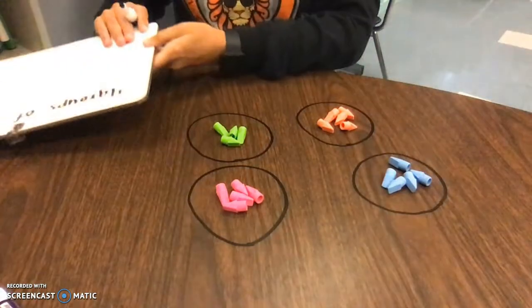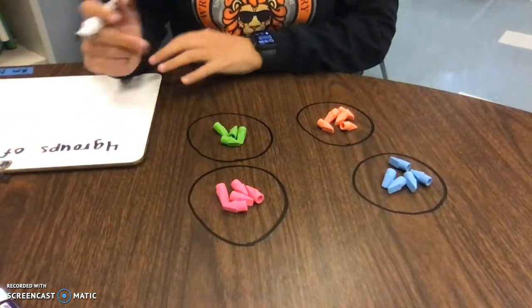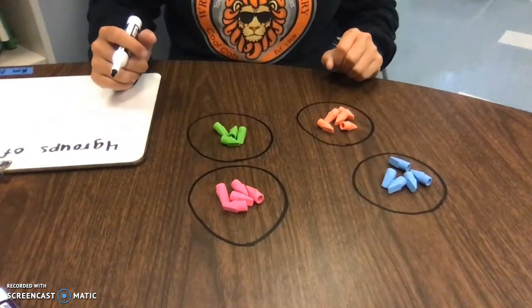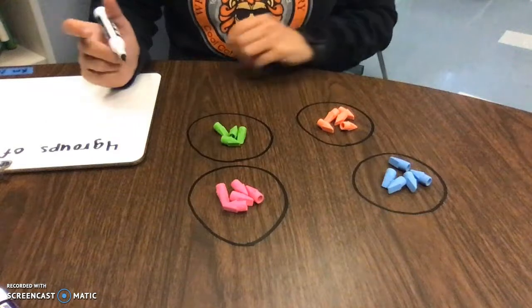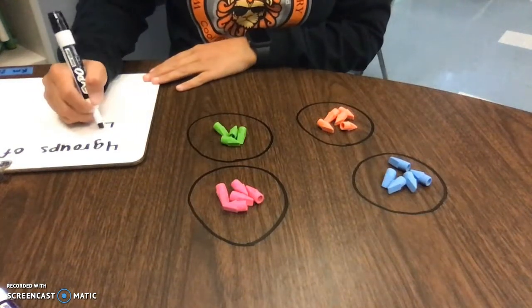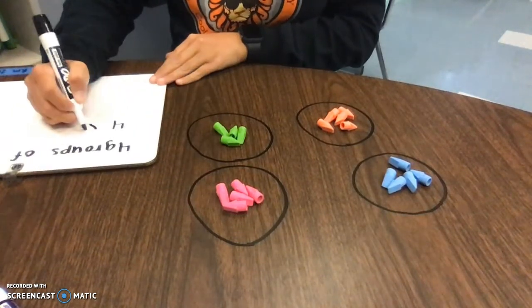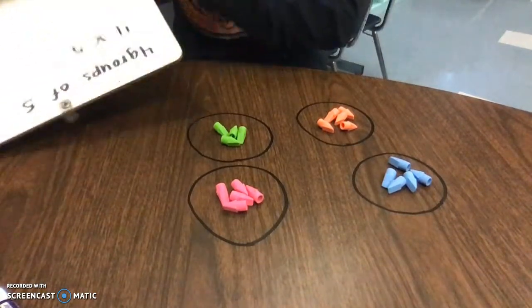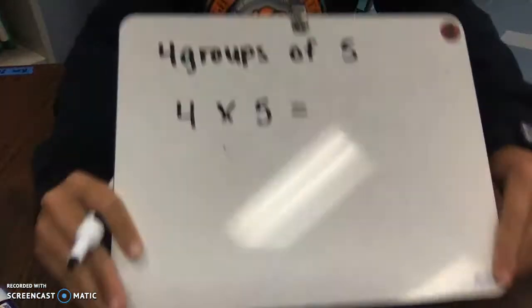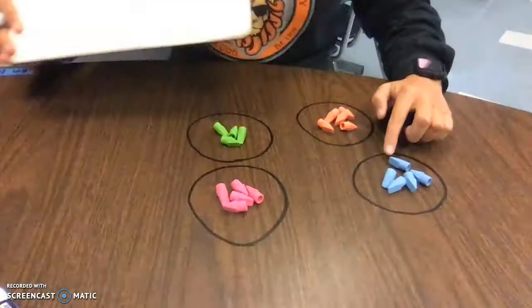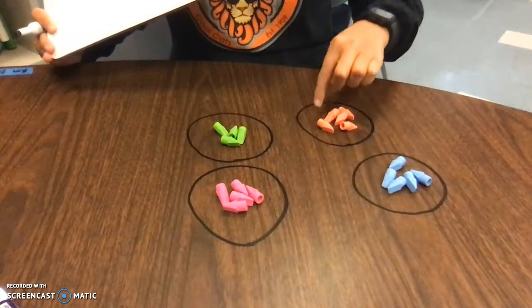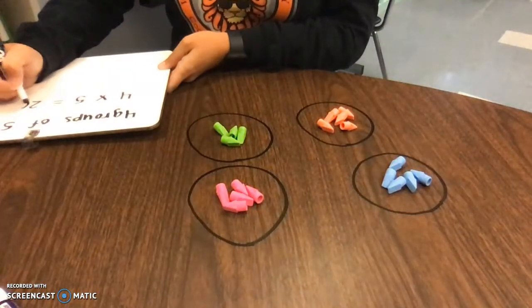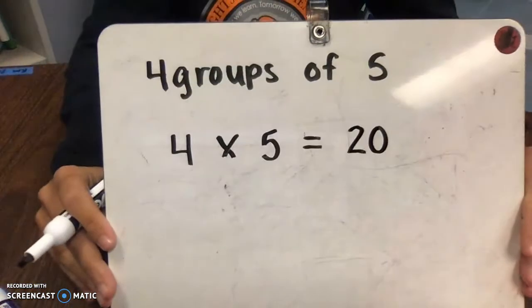We are looking for how many in all, how many total erasers are there. So we are going to put all these together and figure out how many we have. So we have 4 groups of 5, and what does that equal? Well, let's count by 5s. 5, 10, 15, 20. So I didn't have to count each one. I know I have a total of 20 erasers.